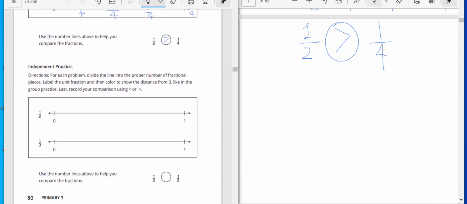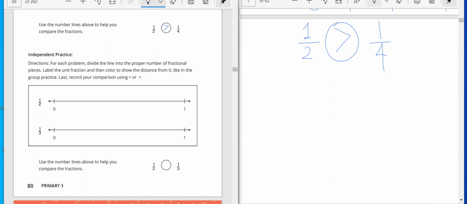Independent practice. Direction: for each problem, divide the line into the proper number of fractional pieces. Label the unit fraction and then color to show the distance from zero, like in the group practice last. Record your comparison using more than or less than.